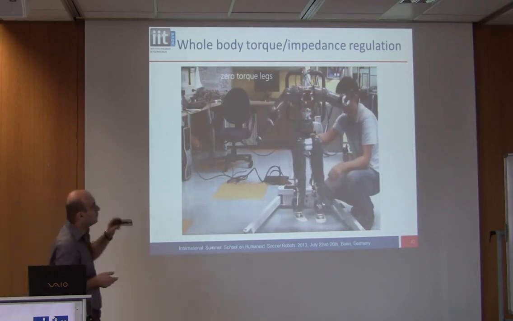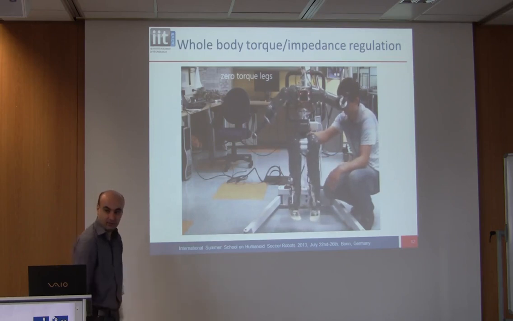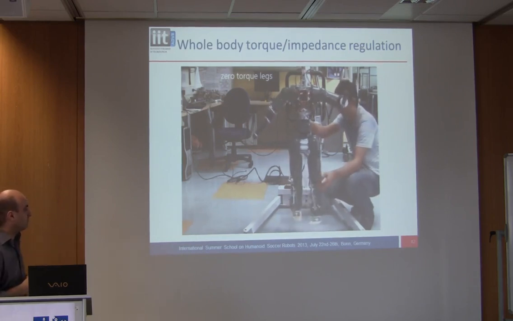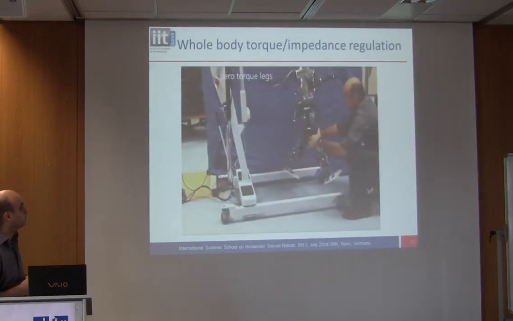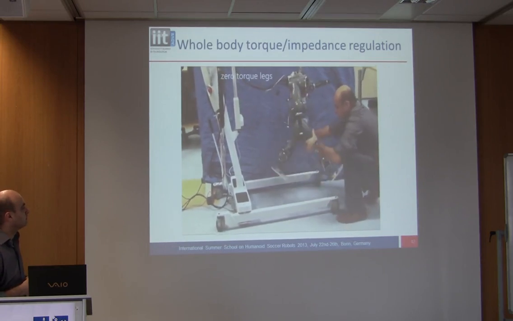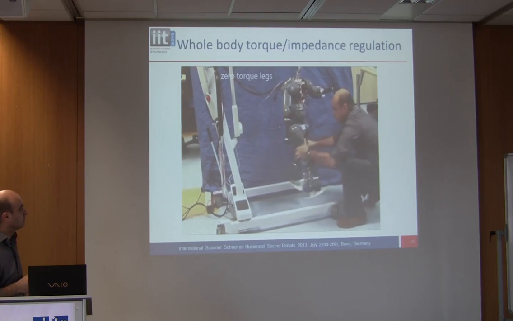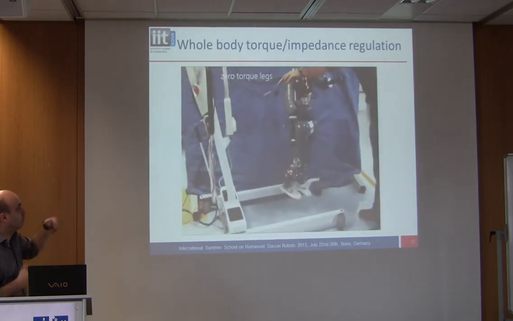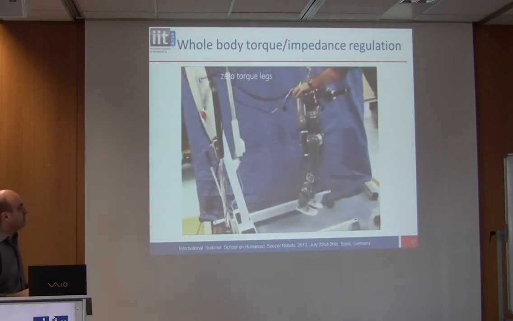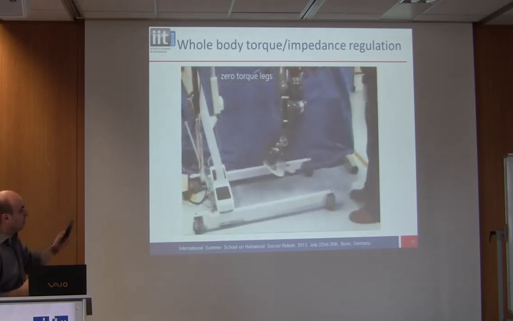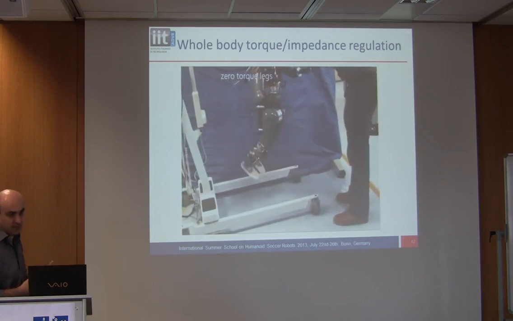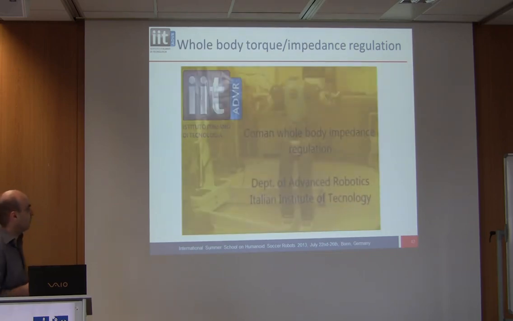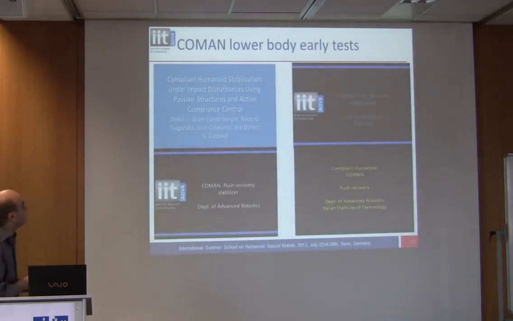Now here you can see that we are controlling zero torque at the legs. So basically the legs are completely back-drivable and follow the natural dynamics. Later in the video it will be more obvious. So the joints became back-driven by the hand, but they are actually not easily back-drivable. You can back-drive them, of course, but the behavior you see here is not possible without the active torque control.